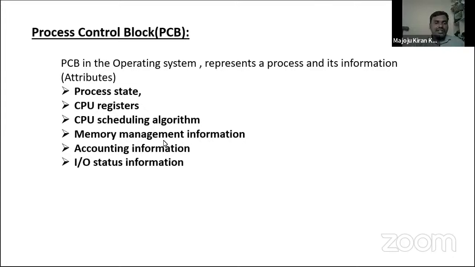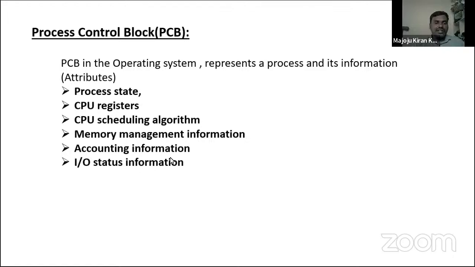And accounting information, the PCB also gives accounting information. That means how much memory is remaining and how much memory has already been used. That information is nothing but accounting information. IO status information is also provided by the PCB. IO status means whether the process is waiting for the input or waiting for the output.